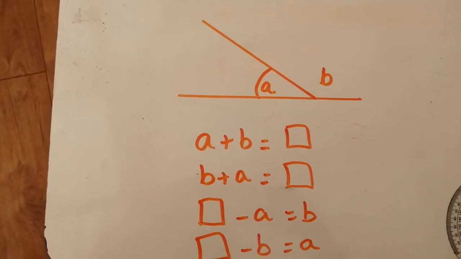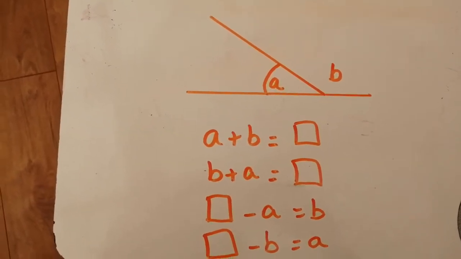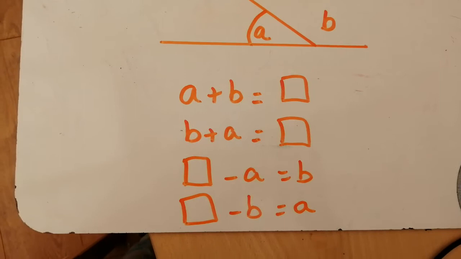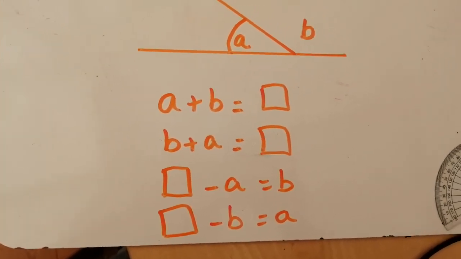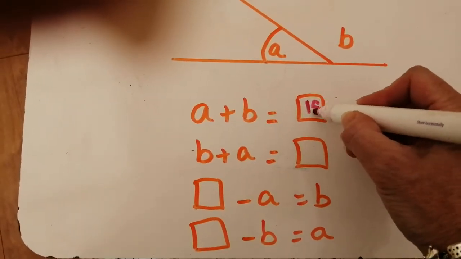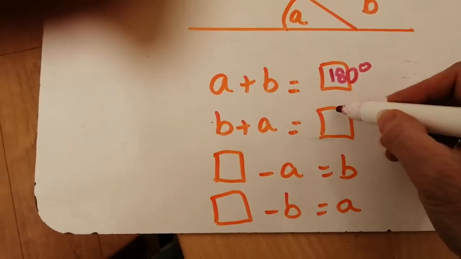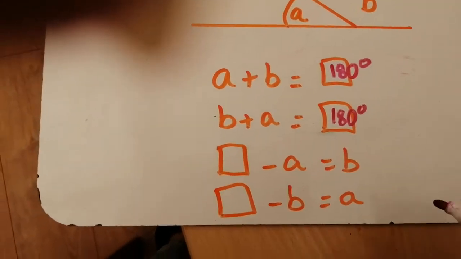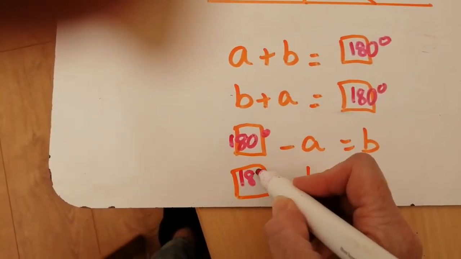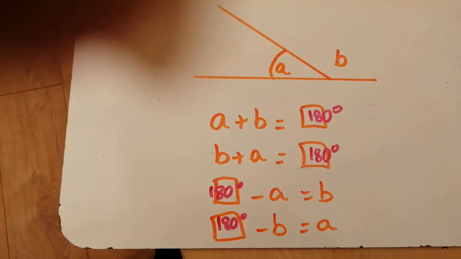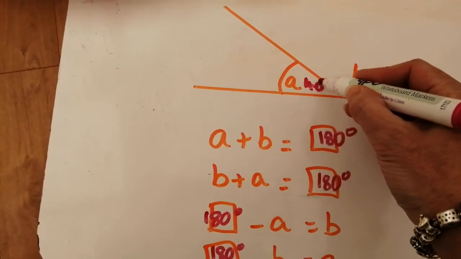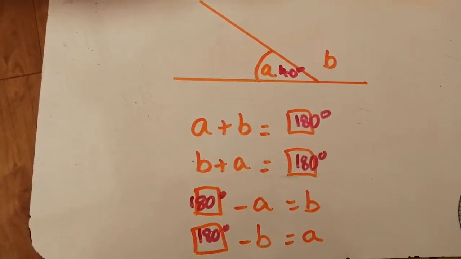So if you had a vertex A shown on a straight line along here, what could you say reliably about angles A and B? Well, you could say that A plus B together, both of those angles together, equal 180 degrees. And therefore B plus A would equal 180 degrees. And you could say that 180 degrees minus A would give you B, and 180 degrees minus B would give you A. So if you were given one of these angles, so you were given that this angle was 40 degrees, you could work out angle B from that.